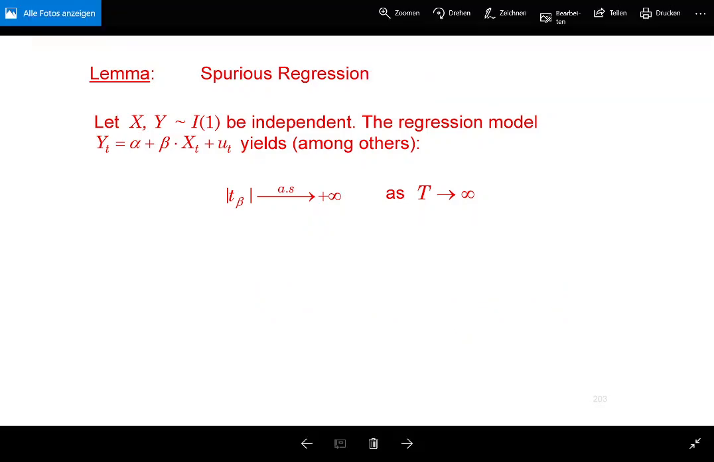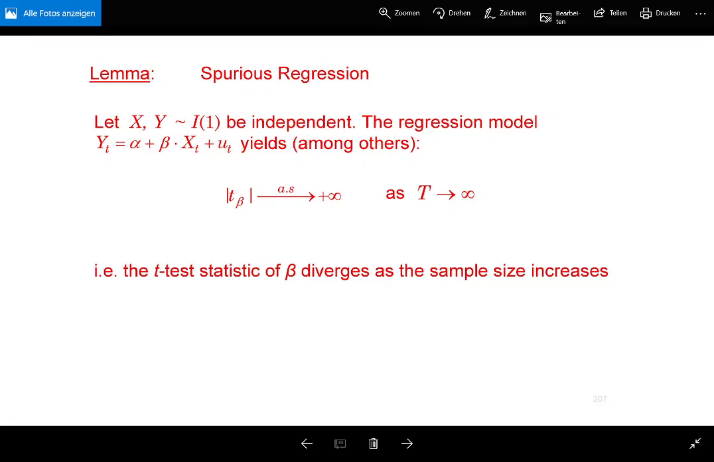So as the sample size increases, all right? Now, the consequence of that, since the absolute value of the test statistic does not converge in distribution, and it does not converge in probability either. I mean, that would not be the case. But anyway, this means that the test statistic diverges as the sample size increases.